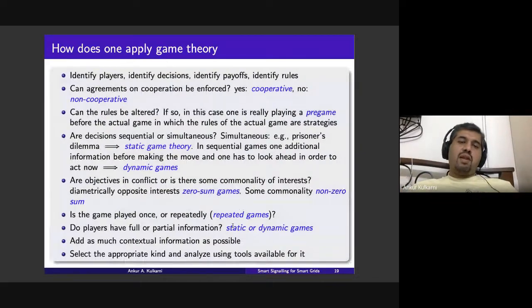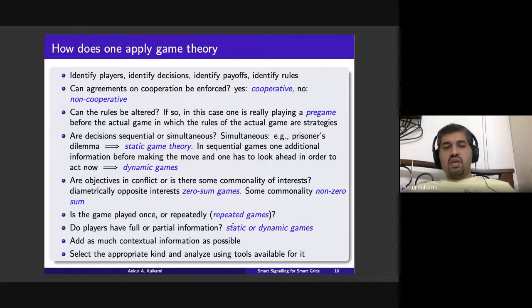So the process flow for applying game theory is to first identify who our players are, identify what kind of strategies they have, identify what their objectives or their payoffs are, and identify the rules by which the game proceeds. So the questions you need to ask are questions like, can agreements on cooperation be enforced or not enforced? If they can be, then it's a cooperative game. If it's not, then it's a non-cooperative game. Can the rules be altered before the game? If so, then this is really a case of a pre-game before the actual game in which the rules of the game are decided.